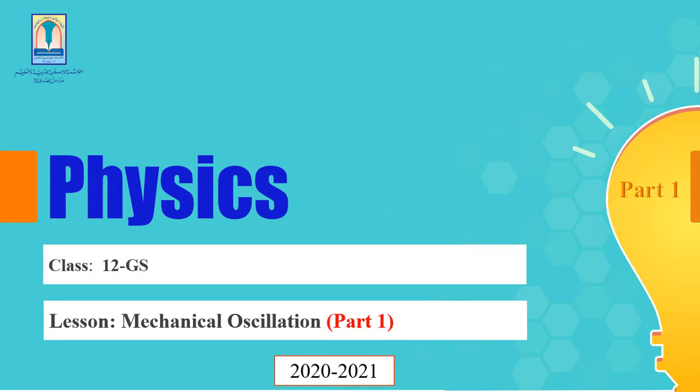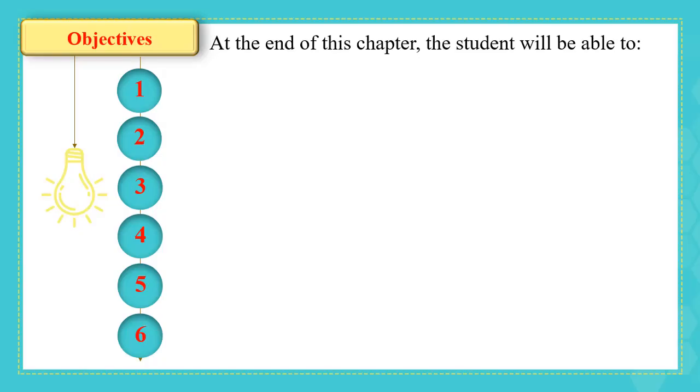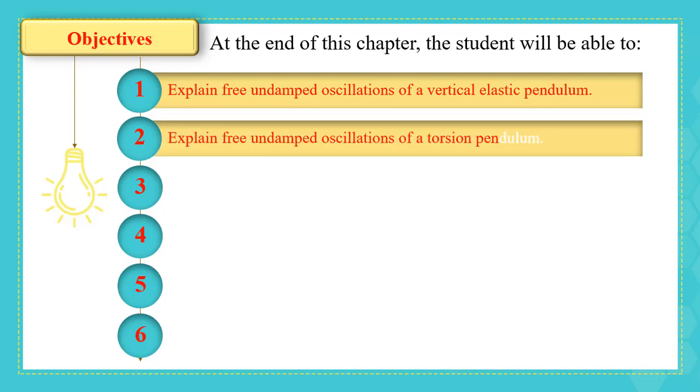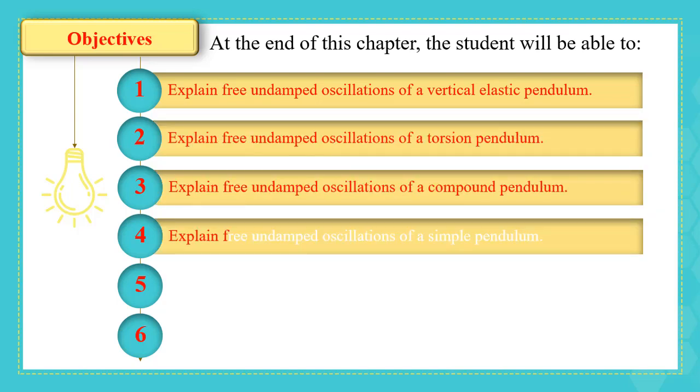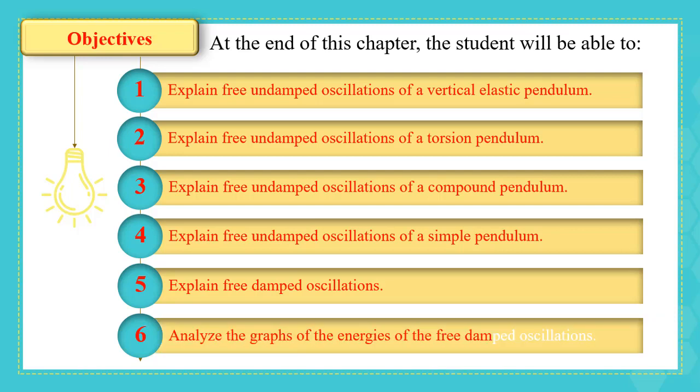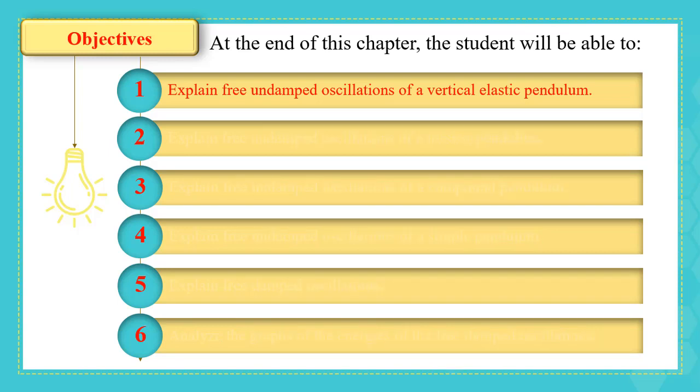We're going to start with the second part of mechanical oscillations, and this is the first video. At the end of this lesson, you are going to be able to explain free undamped oscillations of a vertical elastic pendulum, a torsion pendulum, a compound pendulum, and a simple pendulum. Finally, you are going to be able to explain free damped oscillations and analyze the graphs of its energies. In this video, we are going to explain free undamped oscillations of a vertical elastic pendulum.